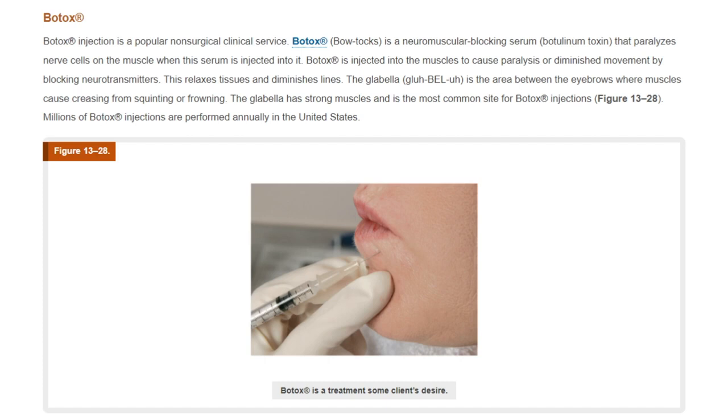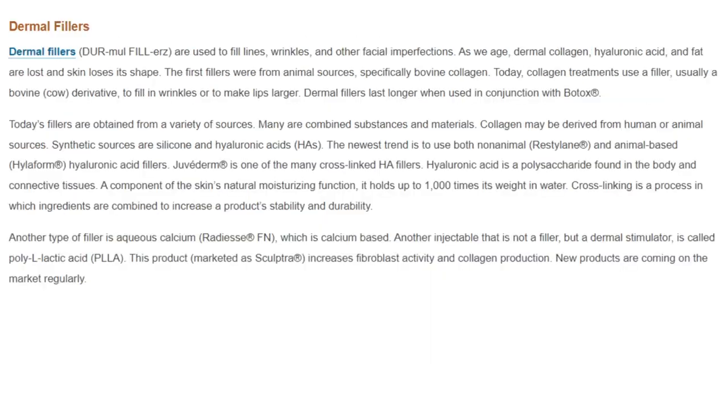The glabella is the area between the eyebrows where muscles cause creasing from squinting or frowning. The glabella has strong muscles and is the most common site for Botox® injections. Millions of Botox® injections are performed annually in the United States. Figure 13.28. Botox® is a treatment some clients desire.